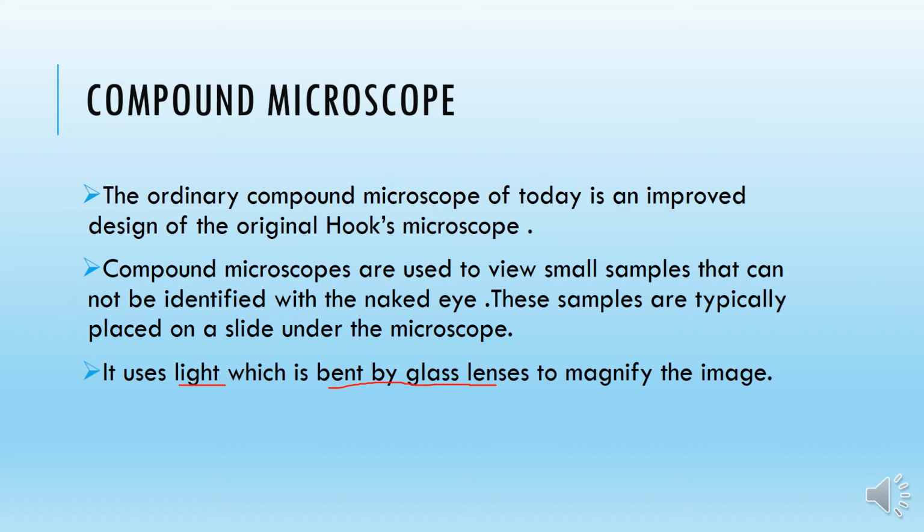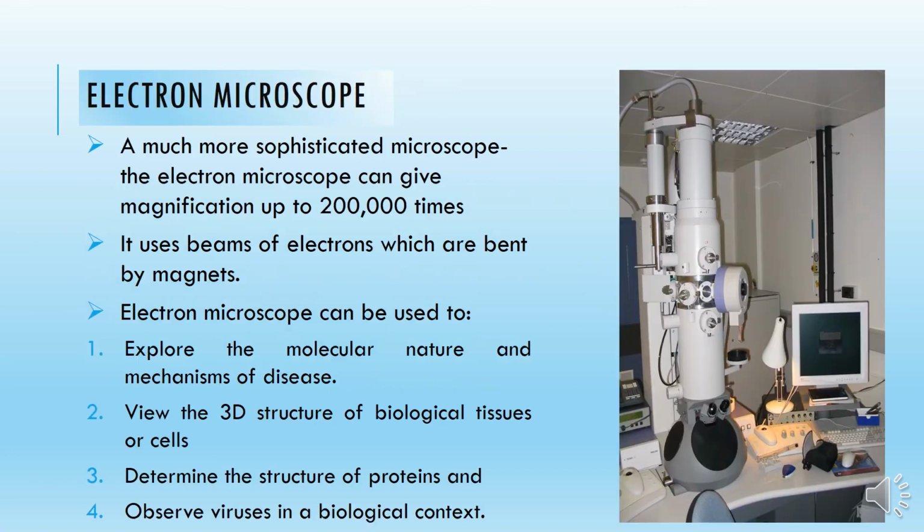But he used an oil lamp and a concave mirror to magnify the image, and the magnification of the compound microscope is 2000 times, and that of the simple microscope which was made by Anthony van Leeuwenhoek, the magnification power of that was up to 200 times.